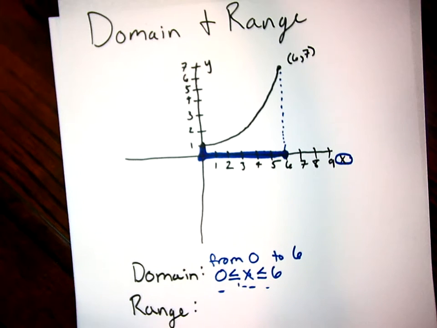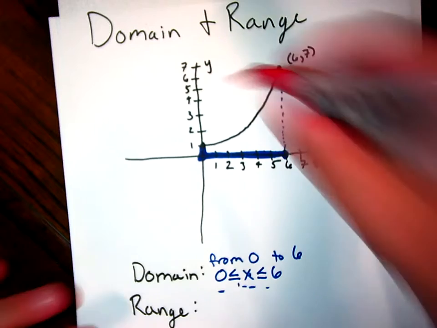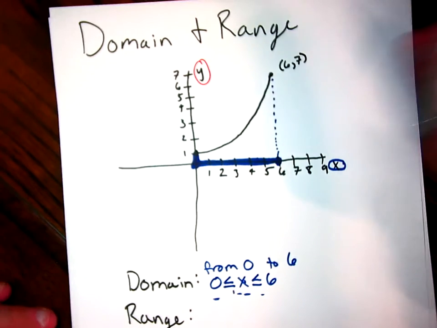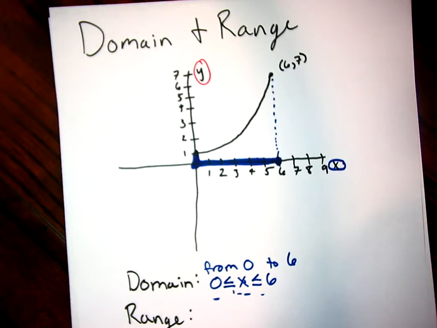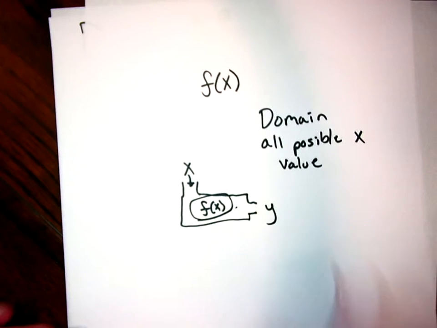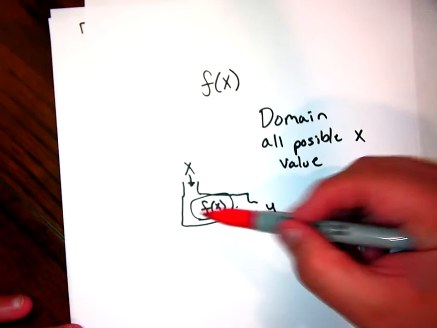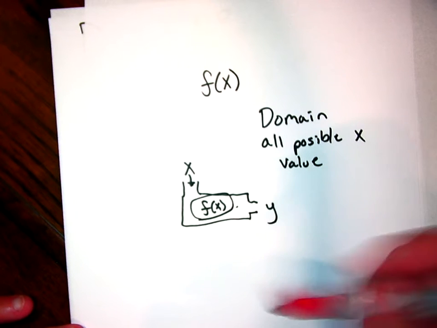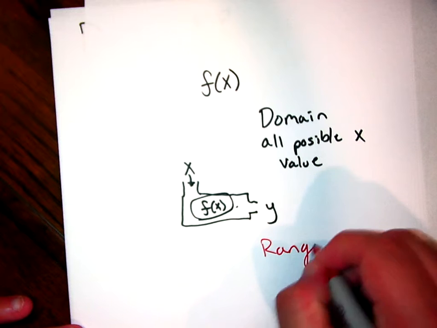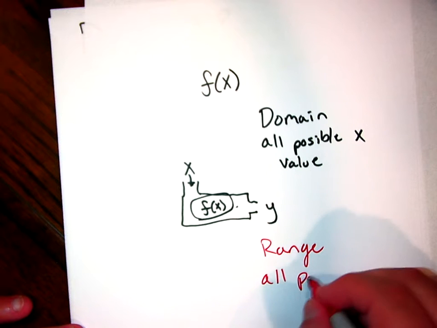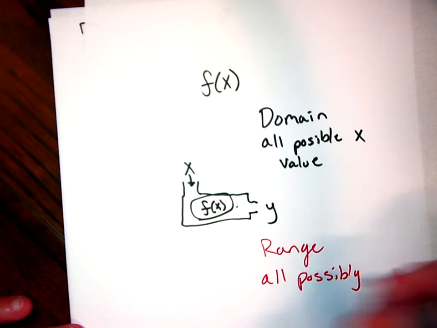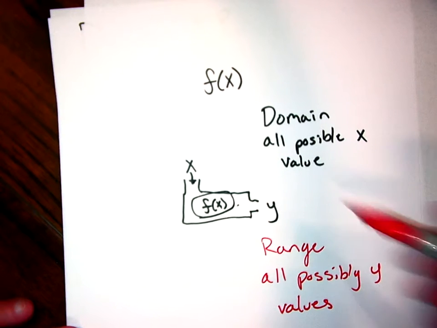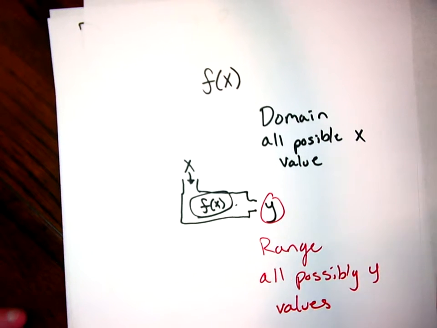Now range is going to be talking about the y's. Okay, range is all about the y-axis, y values. So if we go back to this denotation of functions here, what we put in, the x values, are the inputs into our function, and out pop these y values. Then the range is going to be all possible y values. Okay? So the range is going to be these things here. What comes out? Okay.